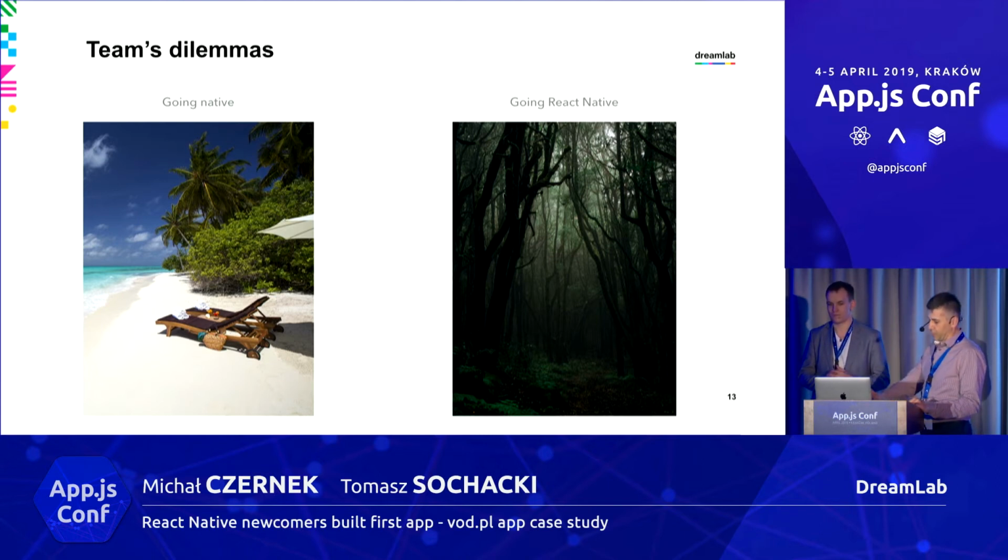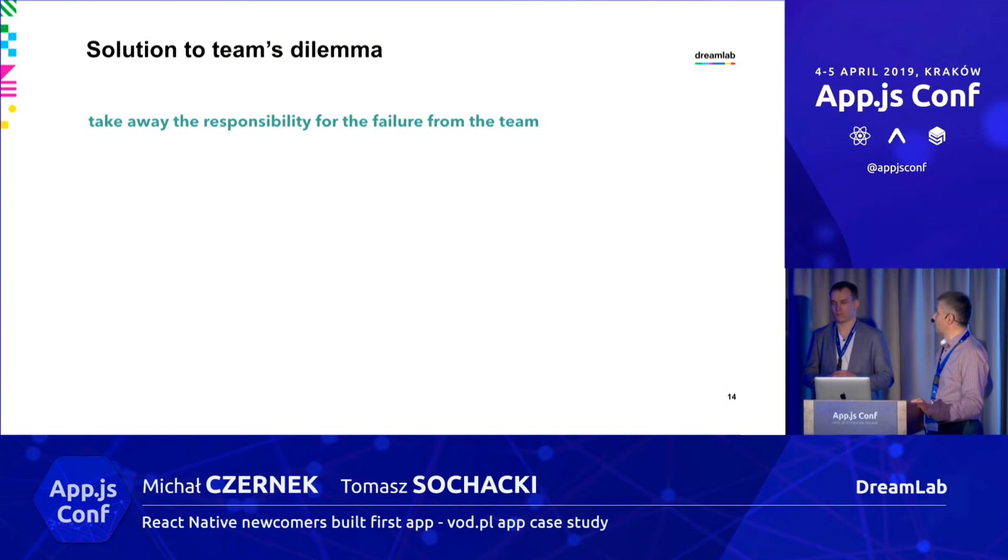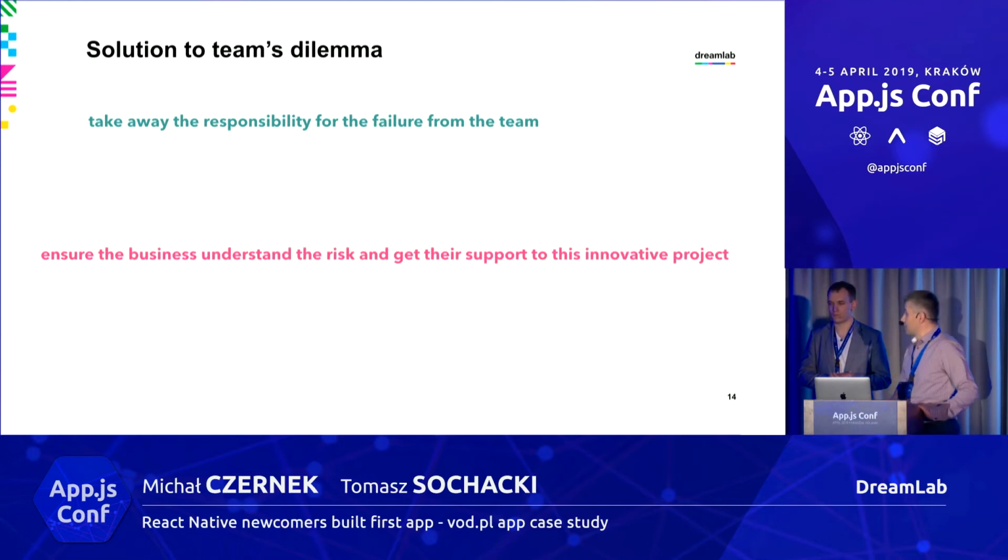So definitely, if we wanted to succeed with this project, we in the management team understood that we needed to change conditions and help the team feel more comfortable, more confident, and safer in this project. So we had tasks to do. What we did was change the conditions of the project, and we took the responsibility for failure completely away from the team. We clearly communicated that if this is a failure, it is all on us, all on the management team. We ensured that the business understands all the benefits but also the risks, and we got their support for this innovative approach.